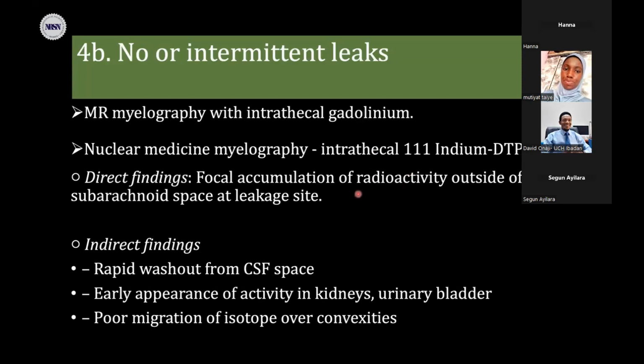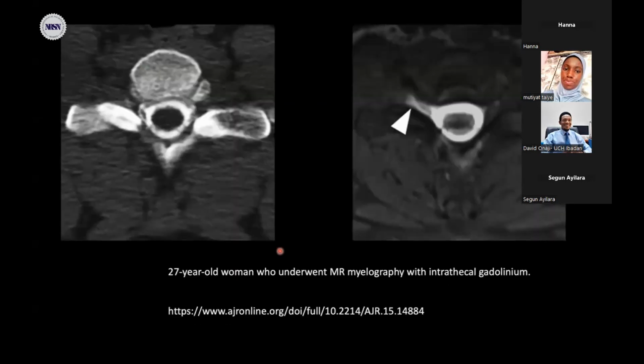The direct findings include accumulation of the radioactive substance outside the subarachnoid space, where your CSF is leaking. Indirectly, if there's a rapid washout from the CSF space, or you see activity within the kidneys or urinary bladder, or there's poor migration, then it's an indication that there's some CSF leak.